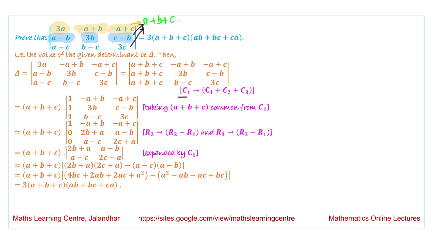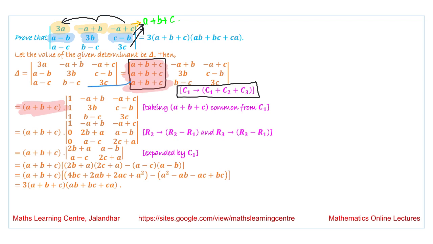So the operation we have applied over here is C1 approaches C1 plus C2 plus C3. So this is our first column. We have added all these values and we obtain that all of them come out to be a plus b plus c. Now if we take this a plus b plus c common from this first column, we are writing it as a plus b plus c. We have taken this term common from the first column. We are left with this 1, 1 and 1.